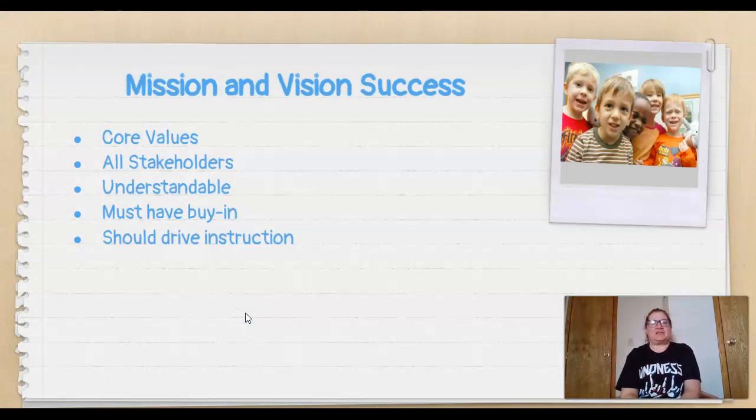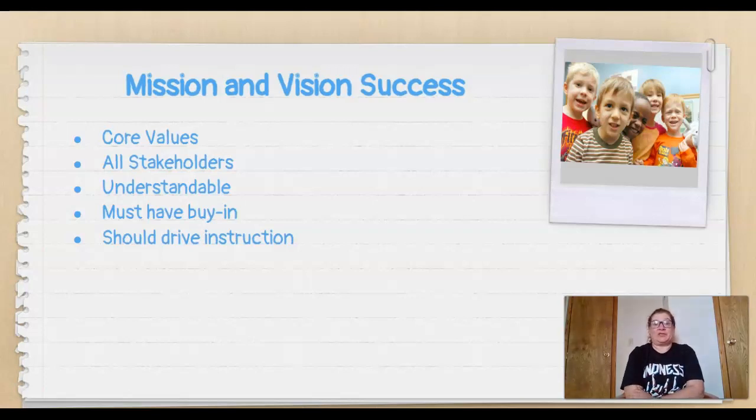For mission and vision successes, again, you need to look at your core values. What's happening at your school? What do you need right now? Who is at your school? What do they believe? What do they think? So for that, to get those core values, you need to include all your stakeholders.